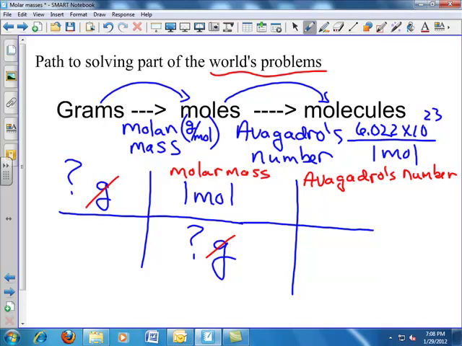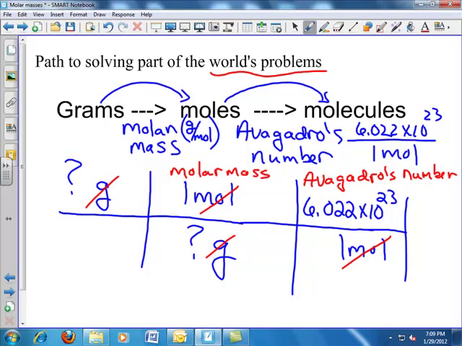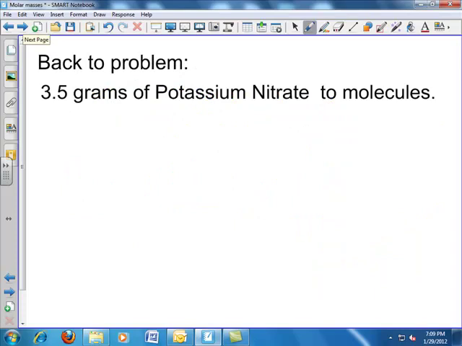Now, again, I'm going to take Avogadro's number and put it just like I wrote it previously. It's going to be 6.022 times 10 to the 23rd all over 1 mole. And this way, now my moles cancel. If you realize, all we are doing is conversion factors from a long time ago, and that's how we can go from grams to moles to molecules. So let's go back to our original problem. I have 3.5 grams of potassium nitrate, and hopefully you are getting better at writing formulas.